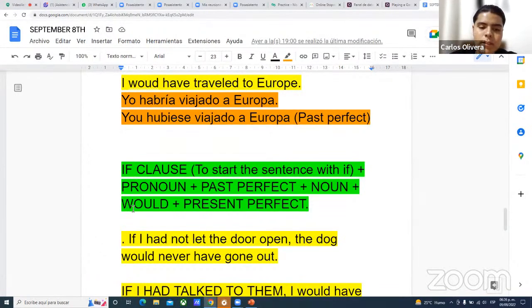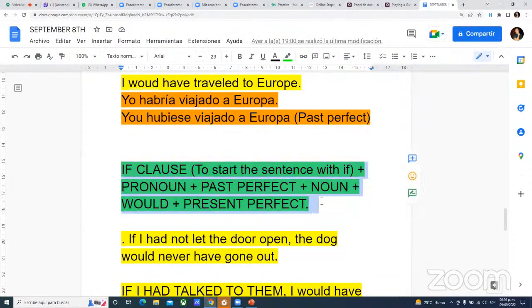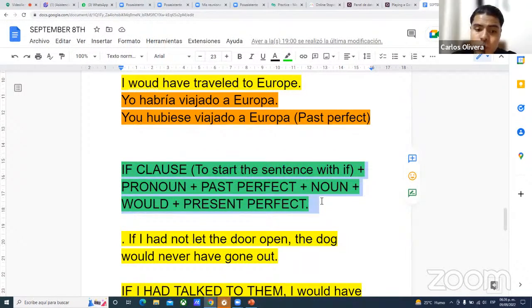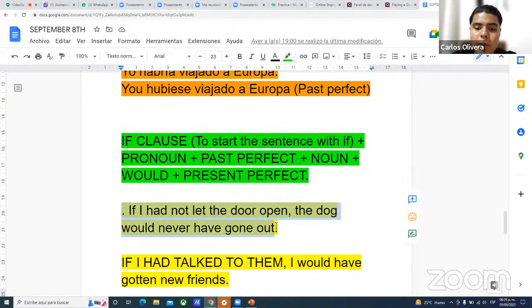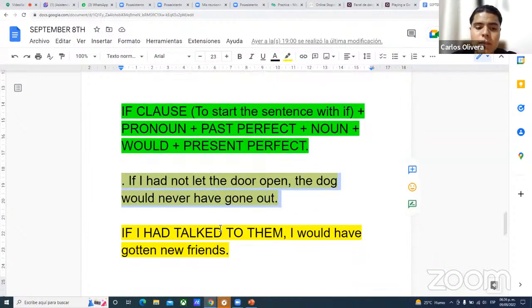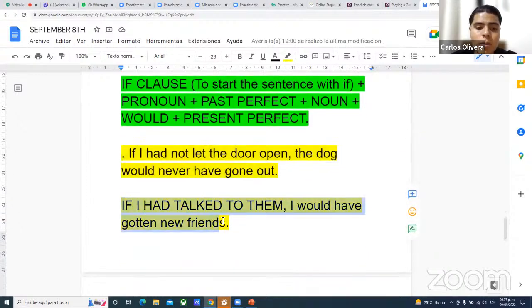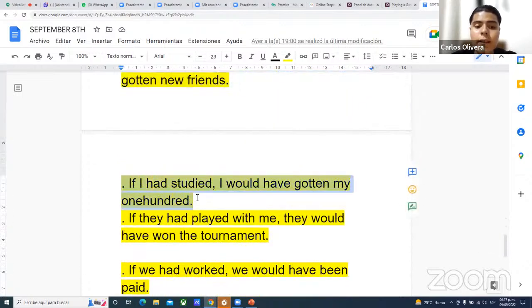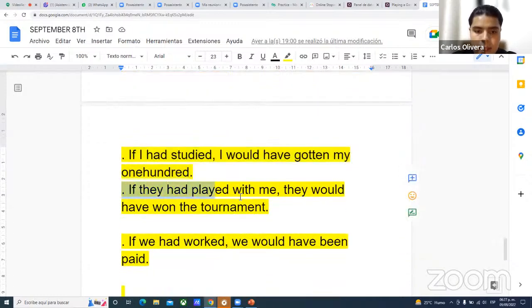In the quizzes, would is replaced with might, but it is basically the same, right? Might, would, all of them are words very similar. So it's basically the same rule. And present perfect, all right? So look at the structure. If clause plus pronoun plus past perfect plus noun plus would plus present perfect, right? This is the structure. If I had not let the door open, the dog would never have gone out. If I had talked to them, I would have gotten new friends. If I had studied, I would have gotten my 100, right? If they had played with me, they would have won the tournament. Very good.